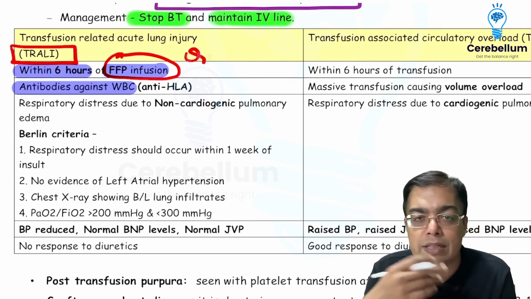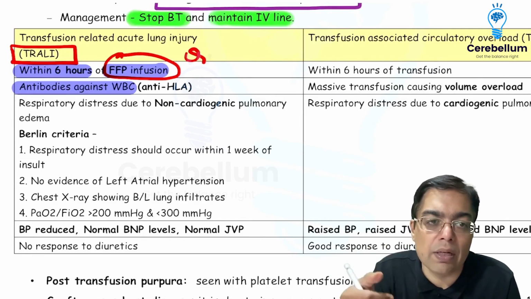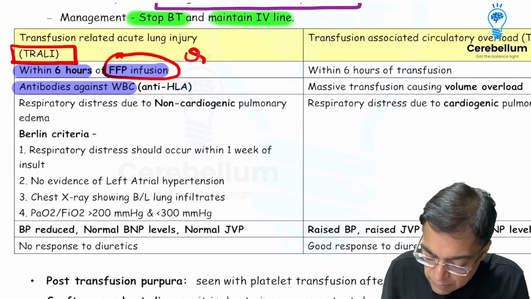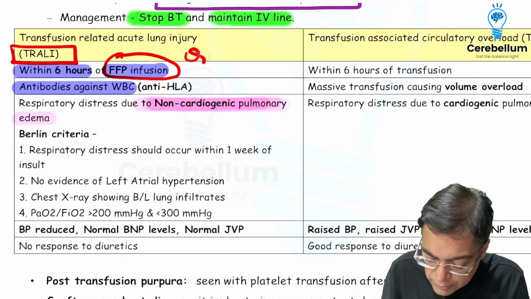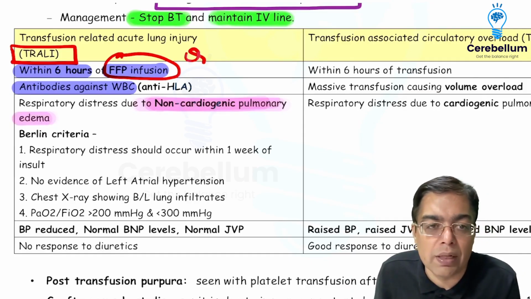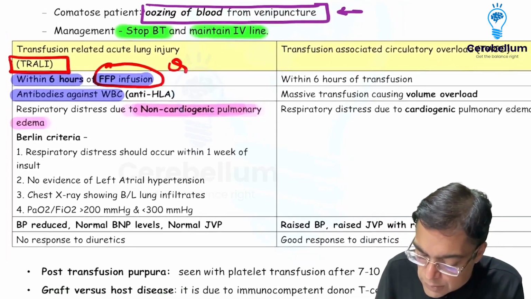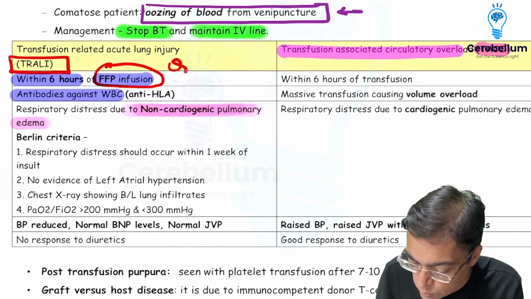So, neutrophils are sequestrated in the pulmonary circulation, and they are going to get activated during the development of TRALI. Patients are typically going to have the development of a non-cardiogenic pulmonary edema in this condition, and they will have the presence of respiratory distress. The other condition that is not to be missed over here is what is given the name of TACO. When you're talking about TACO, that is transfusion-associated circulatory overload.